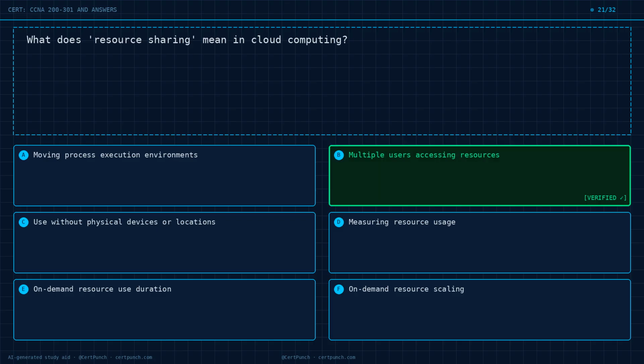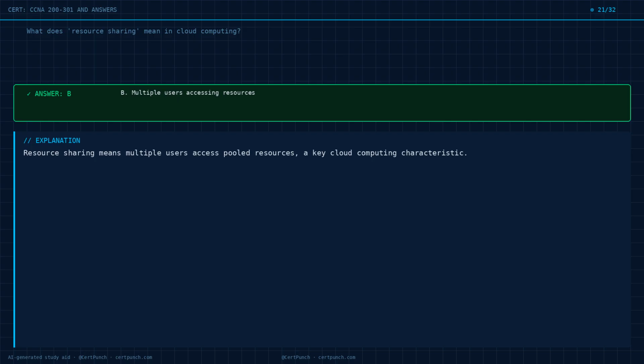The correct answer is option B, multiple users accessing resources. Why it works: resource sharing means multiple users access pooled resources, a key cloud computing characteristic.